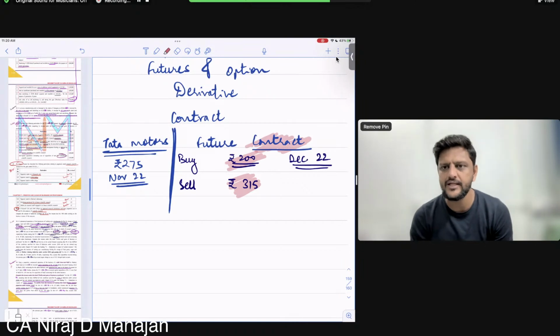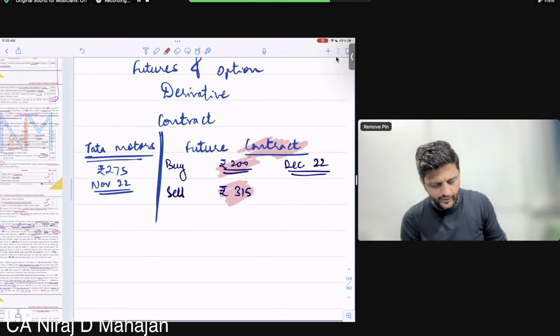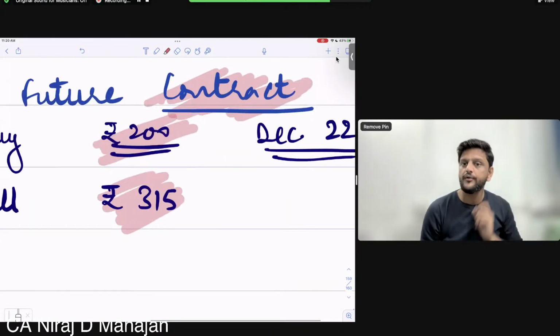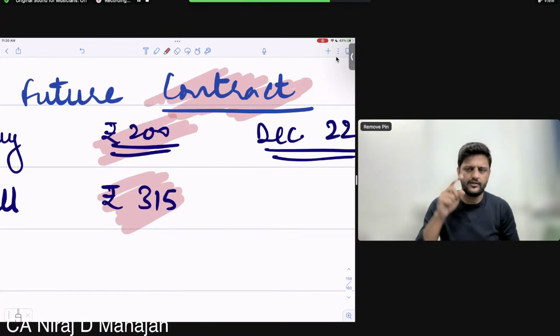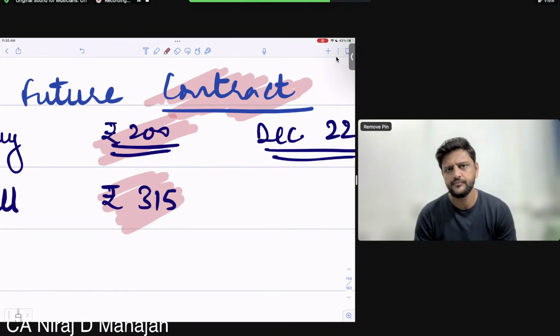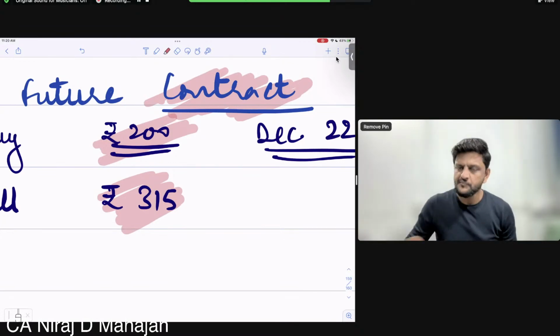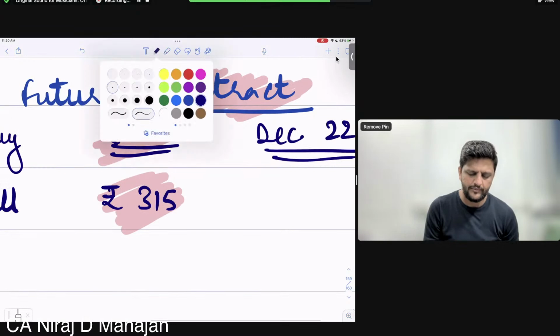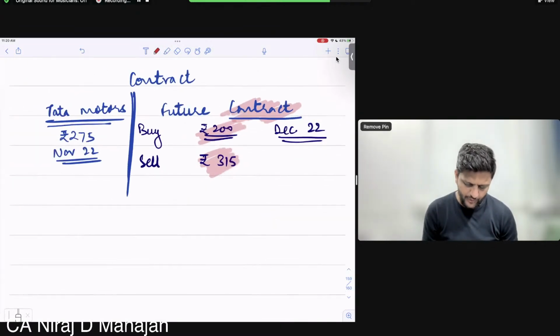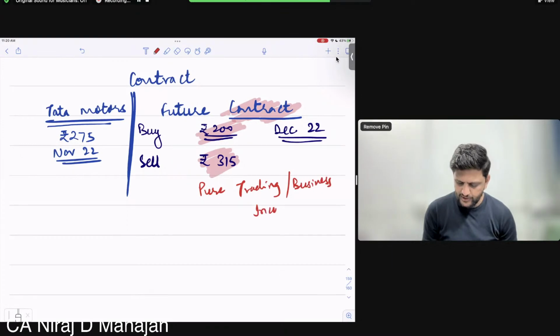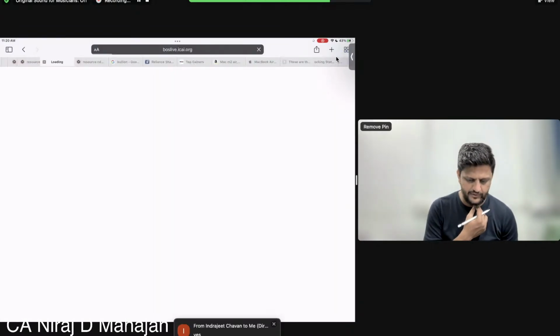So basically when I'm buying and selling shares, pay attention, very important, sorry, when I'm buying and selling contracts, this is again pure trading income. I am only interested in the movement of the prices. Clear till here, everybody? So again, this is your pure business income or trading income, because there are no deliveries in this transaction. Understood? Everybody tell me quickly why am I discussing this, by the way?